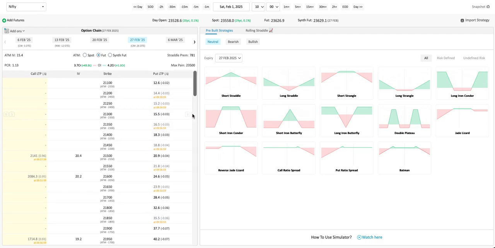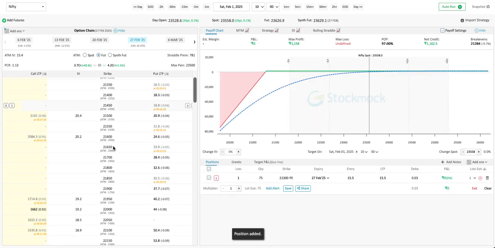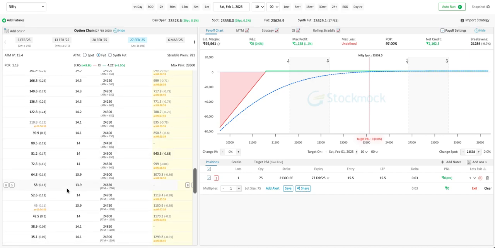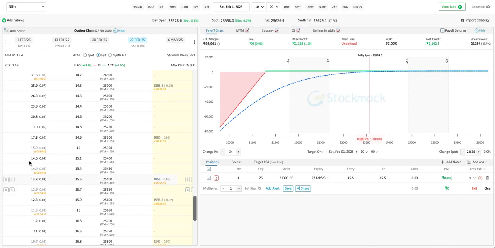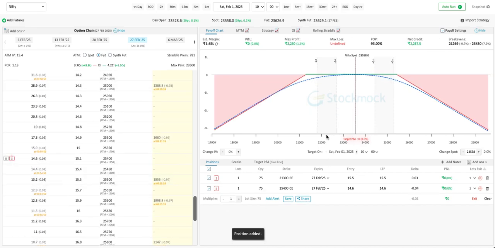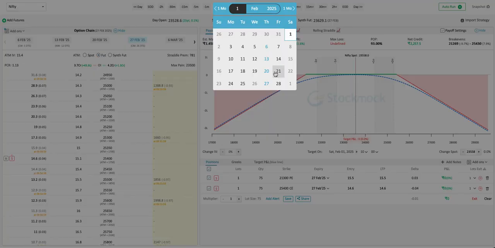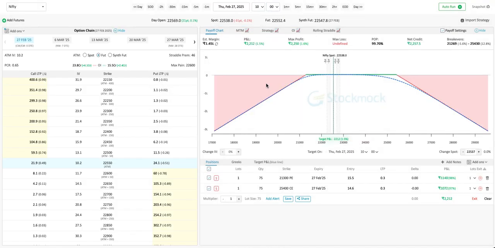So I didn't get any 14, so I'll just go for 15, and here I'll get anything 14. Yes, I found 14. So now if I move to the end of this 27th, you see that I have received the 2212. One thing I want to note: you see that estimated margin.